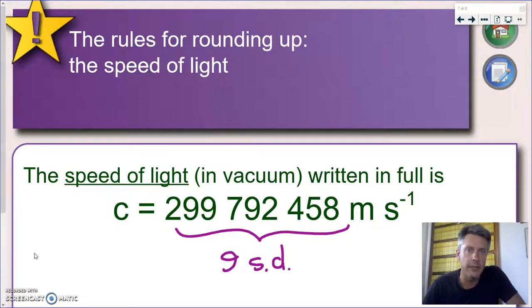Now, the speed of light in vacuum is a very important physical constant, represented normally with a small letter c. And if you remember the famous Einstein's formula, E equals mc squared, that's the c here. And this is the number, 299,792,458 meters seconds to the minus 1. If you remember, this is the more correct way to write meters over second. This number, written in full, has 9 significant digits.